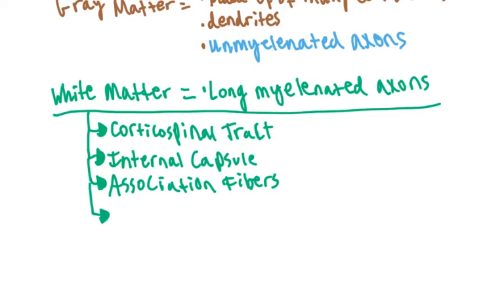Present in the corpus callosum are our commissural fibers. So these are just a few examples of white matter tissue in our central nervous system.